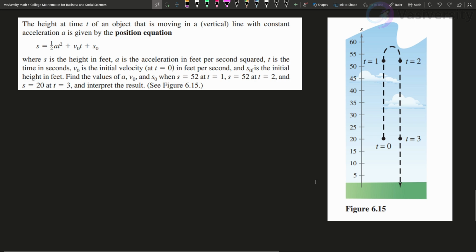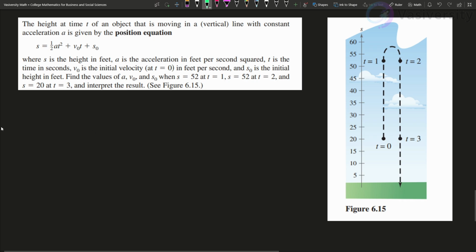So s sub naught is the initial height in feet. Find the values a, v naught, and s naught when s is equal to 52 at time equal to 1, s equal to 52 at time equal to 2, and s equal to 20 at time equal to 3. And let's interpret the results. Okay, so how can we do that?